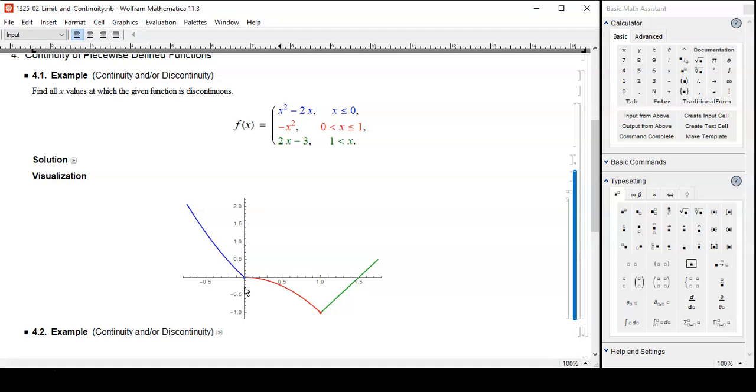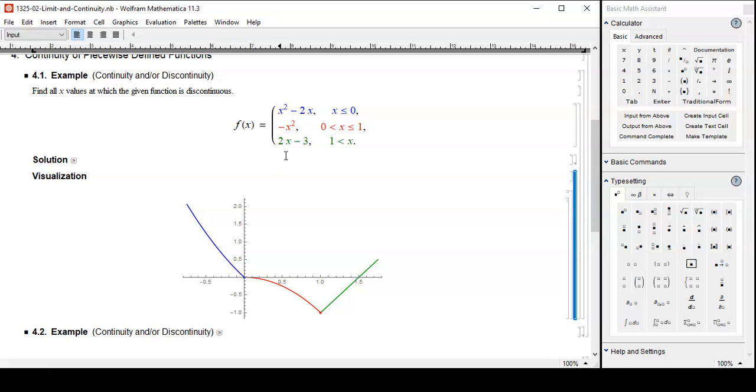Why? Well, right here at 0, 0, blue and red merge, and right here at 1, negative 1, red and green meet. Of course, at any other x values, there's no way we're going to get discontinuity because x squared minus 2x is a continuous function. It's a parabola. Negative x squared, that too is continuous. 2x minus 3, that too is continuous.